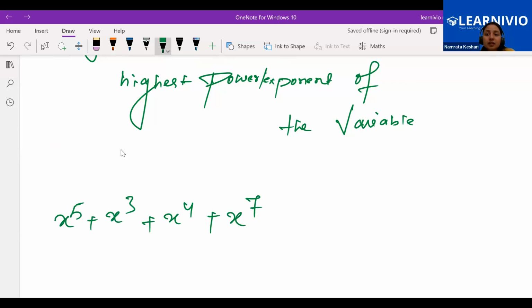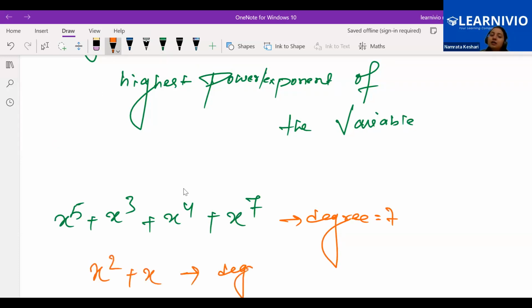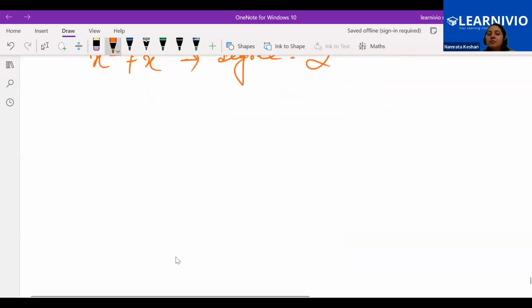Now, what will be the degree of this polynomial? The highest power of the variable is the degree. Okay, so let's see what the powers are. Will you be able to say what will be the degree? 7. Exactly. I can see you already understand highest power of the variable. So this is degree 7. If I am writing x square plus x, what is the degree of this polynomial, Sara? 2. Perfect. If I am writing, for example, 2y plus 3, what is the degree of this polynomial, Sara?